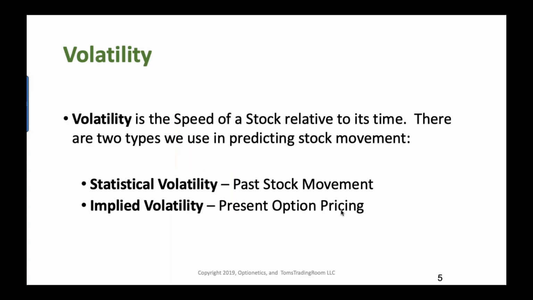All right. So the next thing I want you to keep in mind, and we're going to talk about this week by week and really look at it in graphical format, is volatility. Volatility is just basically the speed of the stock relative to its time. But there are two types of volatility we use. We talk about statistical volatility. That is stock movement, past stock movement. Implied volatility is present option pricing on future stock movement. That's one that I look at a lot as an option trader. It helps me determine if I believe we're going into a volatility rise or a volatility crush, and that helps me determine what option strategy to use.